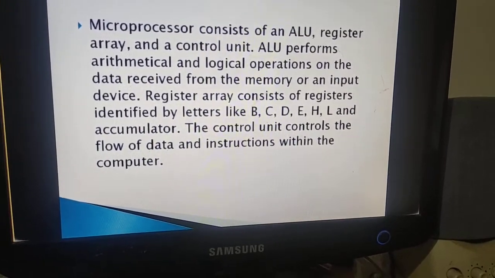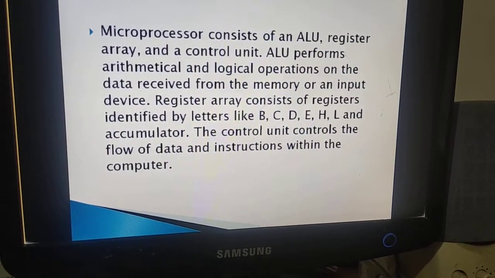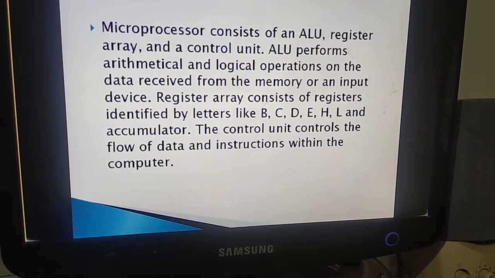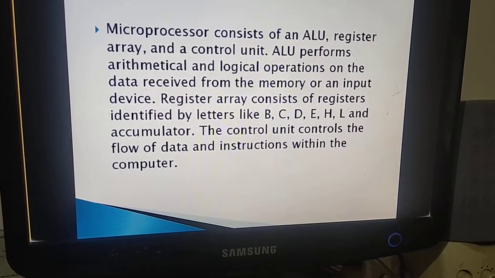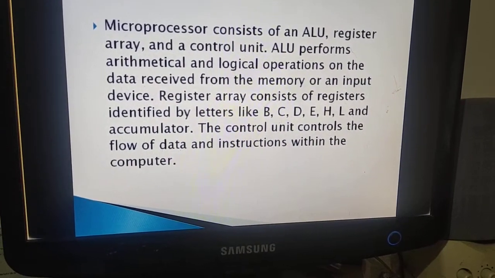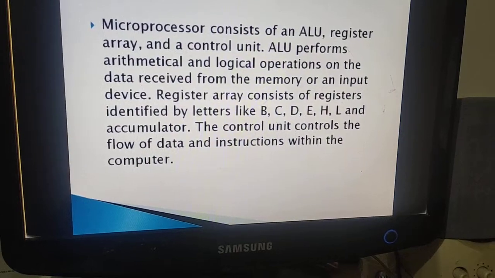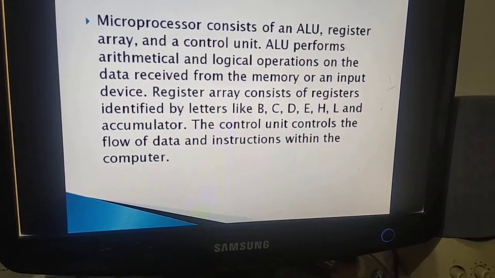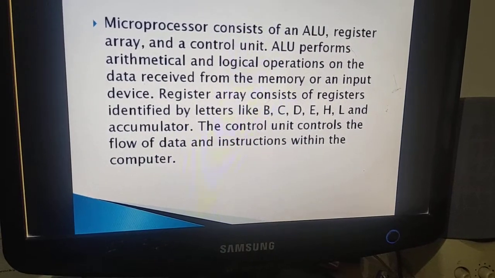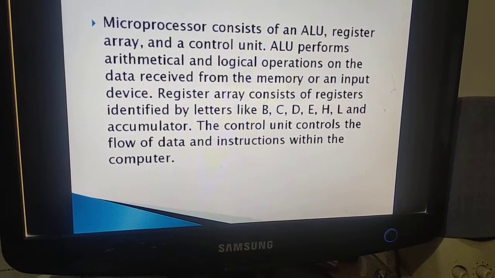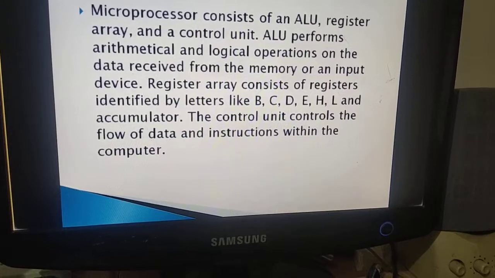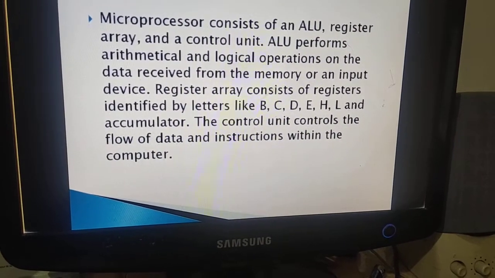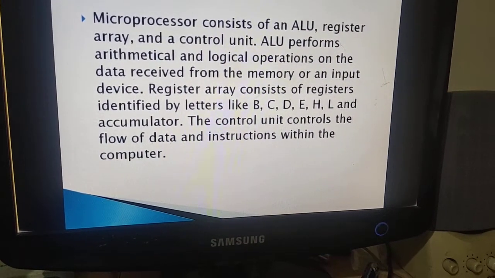The register array comprises of registers which are identified by letters like B, C, D, E, H and L, and the accumulator. I am talking about the 8085 microprocessor here. And the control unit controls the flow of data and the instructions within the computer.